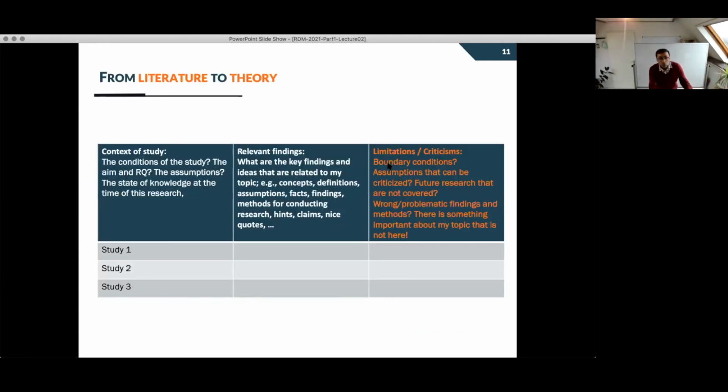But that's column 2. Column 3, remember, was about the limitations, the boundary conditions, the things that are missing in that particular paper, or the things that you think still can be improved.